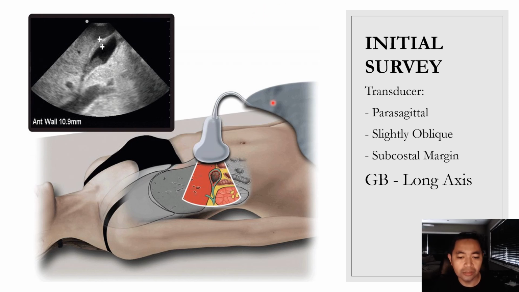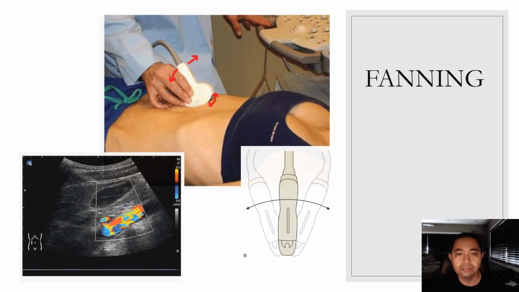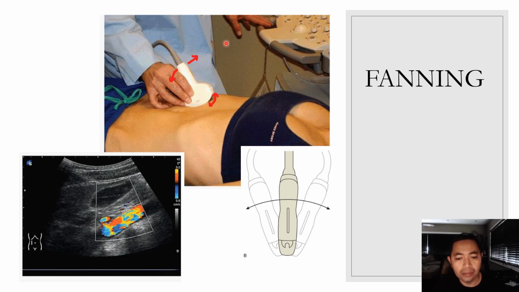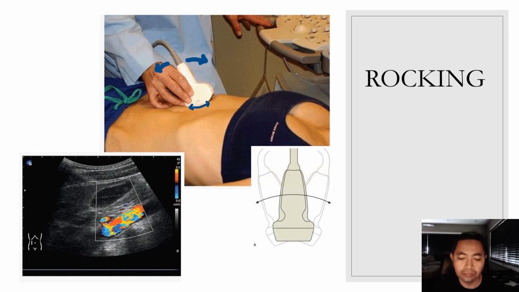Initial surveys are done supine with the transducer oriented parasagittally and slightly oblique below the subcostal margin. This will image the gallbladder in its long axis. One must then gently fan the transducer left and right, as well as rock the handle, cephalad and caudad. This should be done to locate and image the gallbladder.